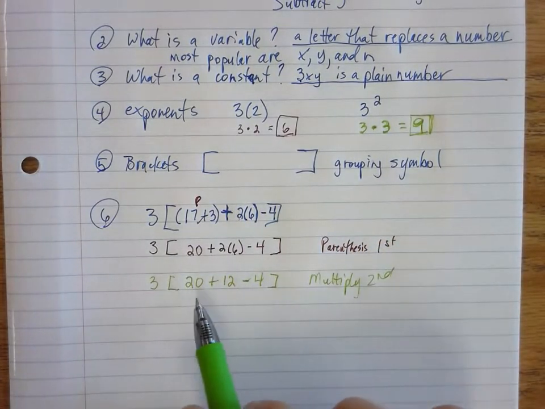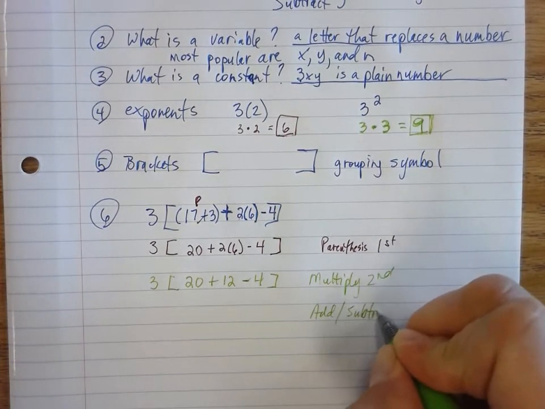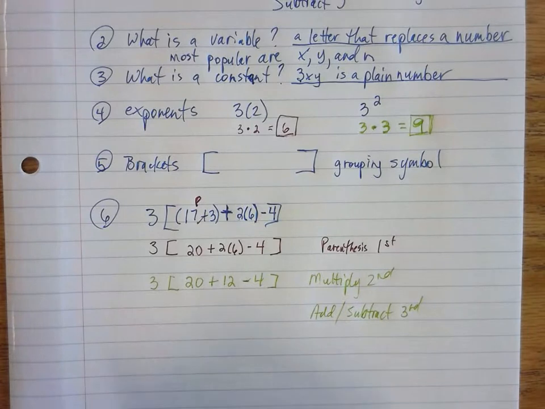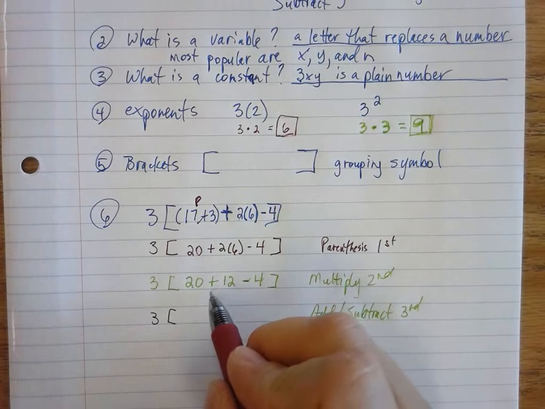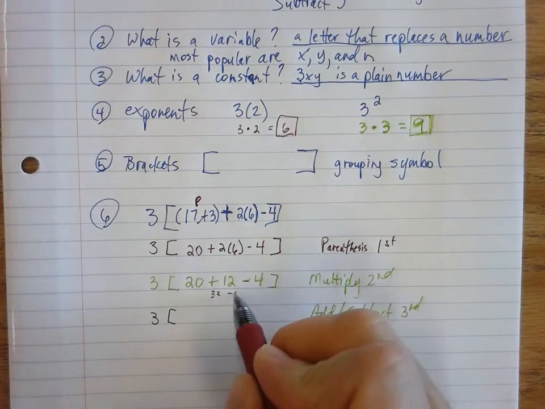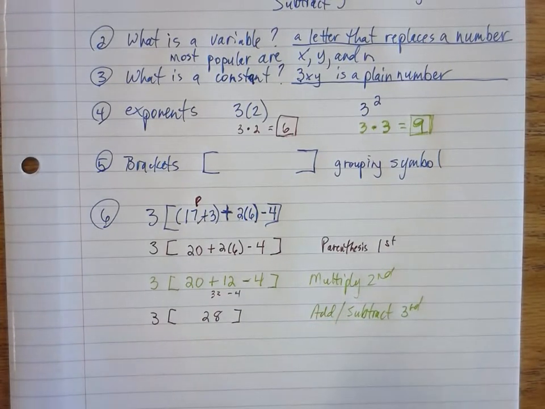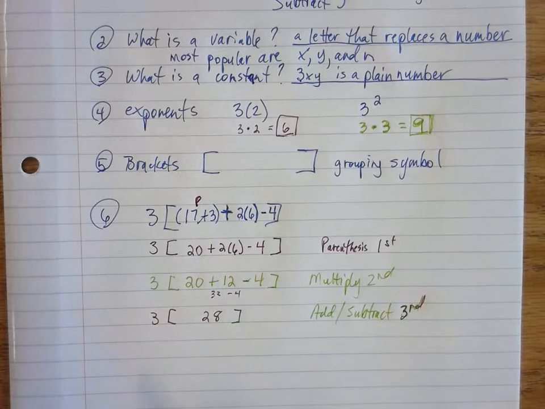Alright, have we got add and subtract? Yes. And we're going to do it from left to right. I should do that in red. So 20 plus 12 is 32, and then 32 minus 4 is 28. Alright, so that was our third step. So 20 plus 12 is 32, 32 minus 4 is 28. So I do the adding and subtracting from left to right. Now that brings me to the last step down here.